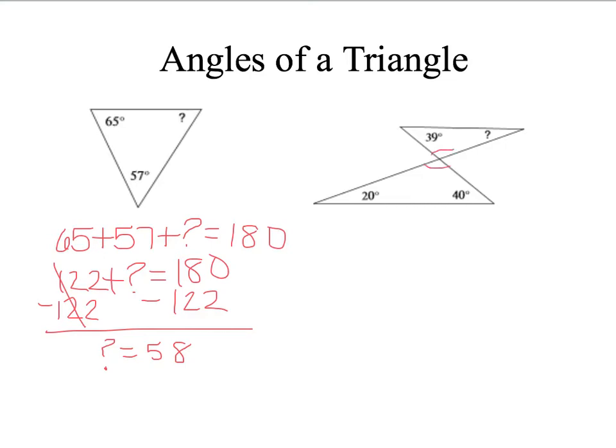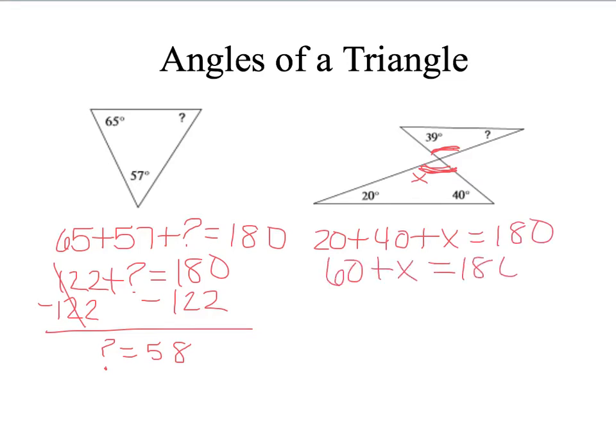For this one, we have two triangles, and they are actually touching each other. These angles are what we call vertical angles, and they are congruent. So if we can figure out what this angle is, then we'll know what this one is, and then we can figure out what our question mark is. So 20 plus 40 plus, I'll call this one x, equals 180. 60 plus x equals 180. So x is equal to 120, which means this angle is equal to 120.